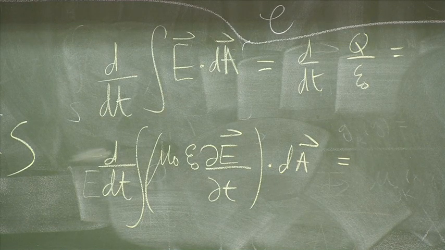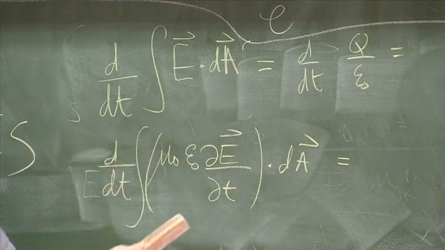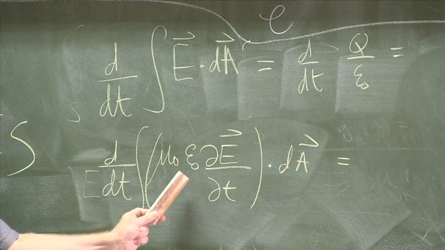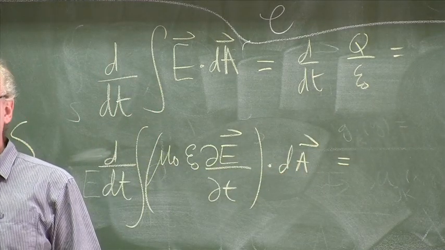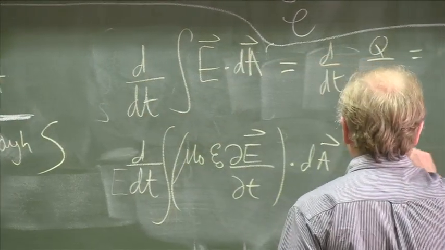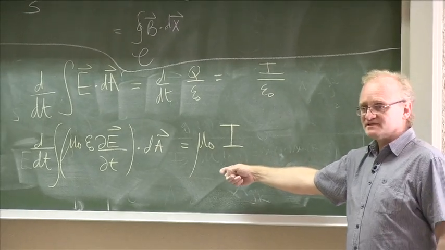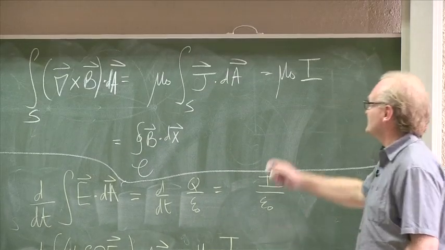How is this related to that? Exactly the same, except here I'm multiplying by mu naught epsilon naught. If I multiply that by mu naught epsilon naught, what do I get? Mu naught I. Everyone happy? But this is that.